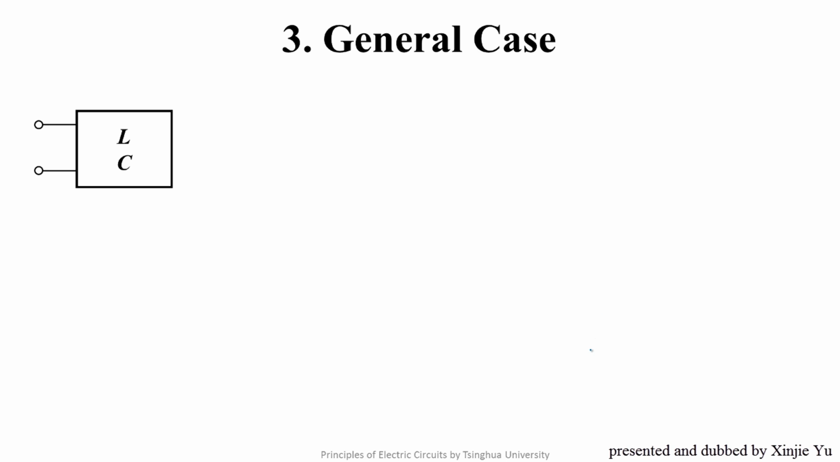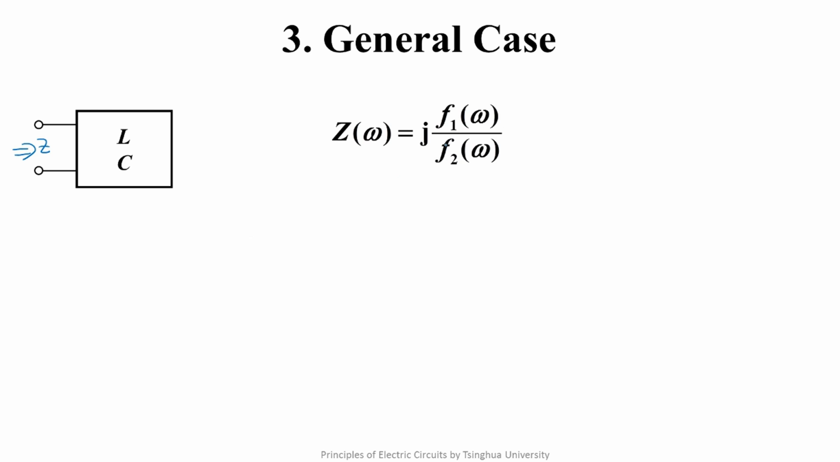After LC serial resonance and LC parallel resonance, let's discuss the general case. The one-port network only contains inductors and capacitors, so the port impedance only has an imaginary part. It's often expressed in a form where the numerator and the denominator are both functions of angular frequency.